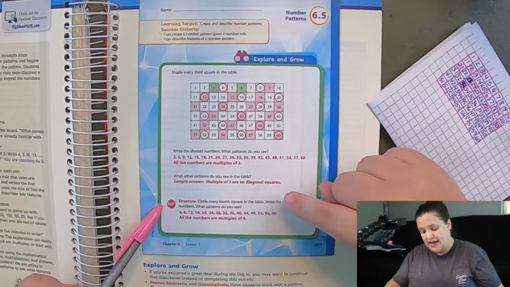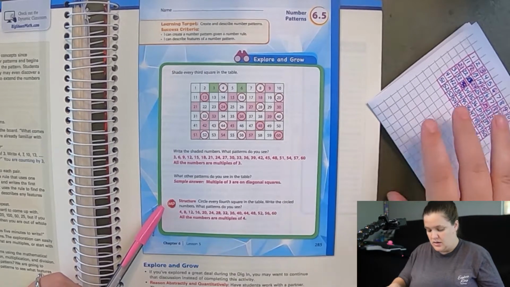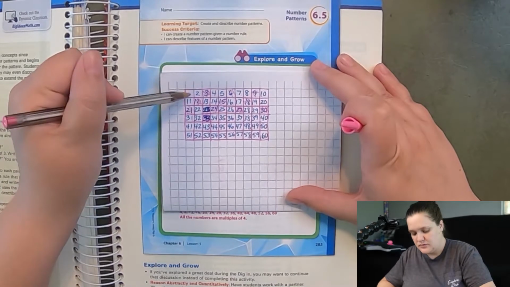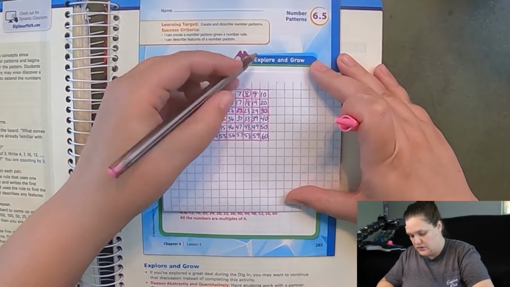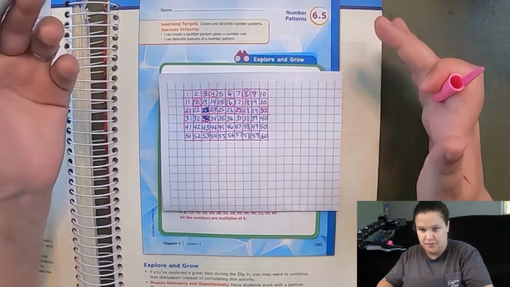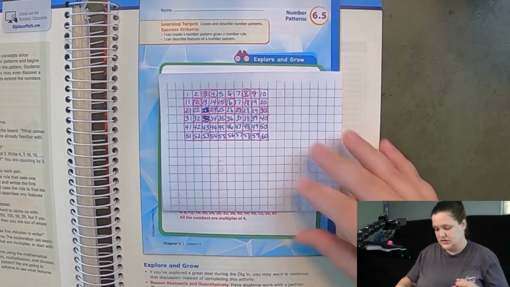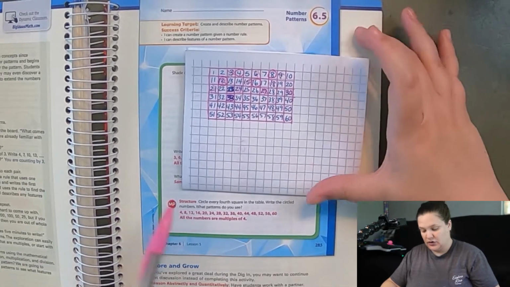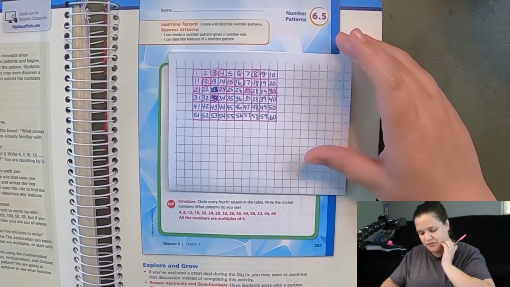Then it says to circle every fourth square in the table. So you're going to use that same table, and this time you're going to count 1, 2, 3, 4, and so on, all the way down to 60, or as close as you get to 60. And then you're going to list them. It says write the circled numbers, so you're going to say 4, 8, 12, 16, and so on.